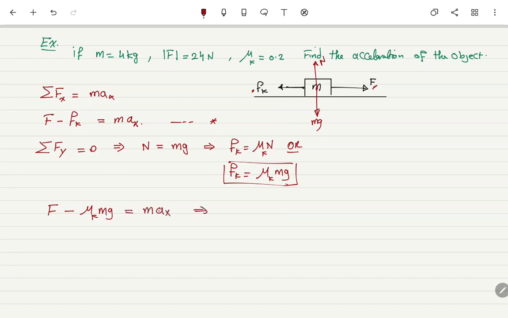You simplify this equation, and you will get ax equal to F minus μk mg, divided by m. In this case, ax is equal to 24 minus 0.2 multiplied by 40, which is 4 times 10, divided by 4, or it's equal to 4 meters per second squared.